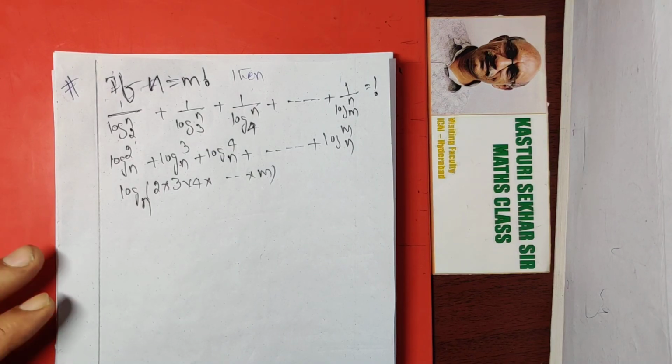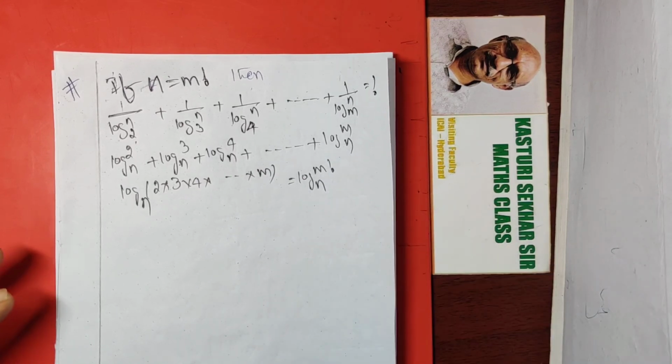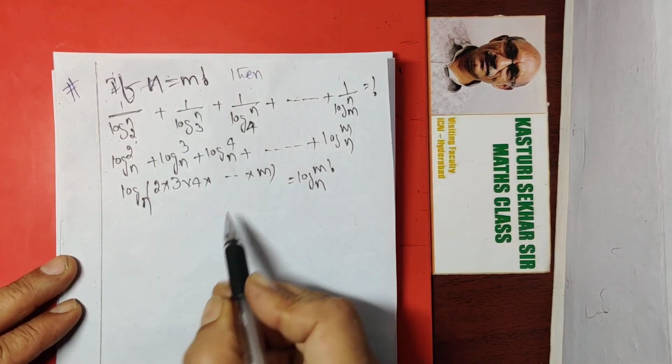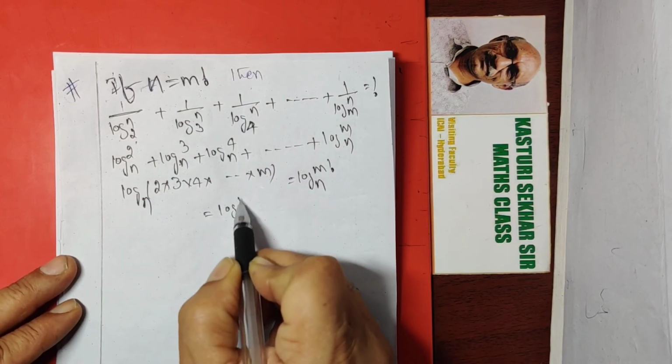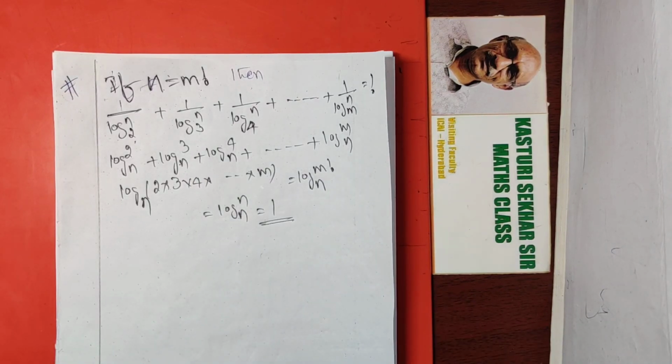Log 2 into 3 into 4 into etc. is equal to log m factorial to the base n. But m factorial is given as n, so this can be written as log n to the base n. Logarithm of any number having the same base is equal to 1. Okay, sir. Now, the remaining in the next video, sir.